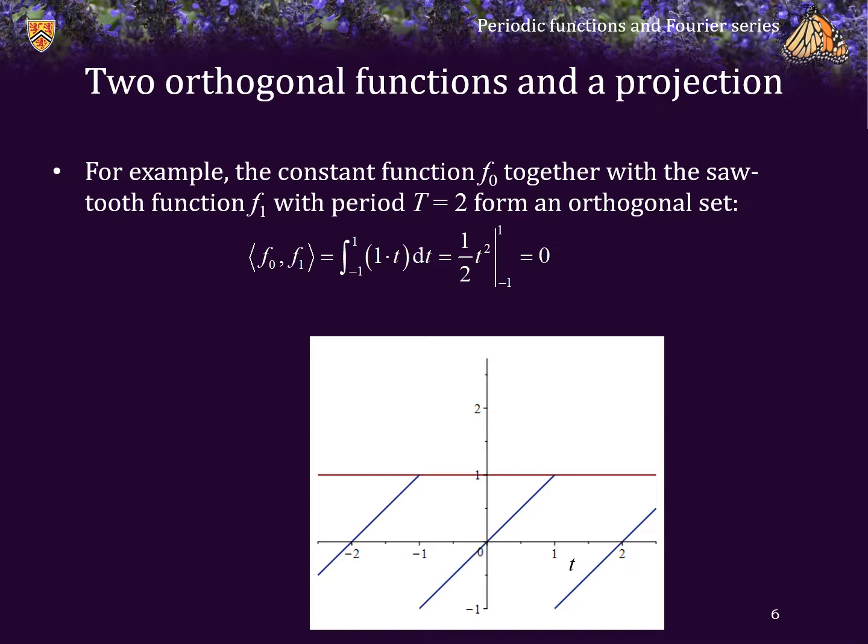Now, for example, if we have the constant function f0 together with a sawtooth function f1, which is just defined as the function t on the interval from -1 to 1, we consequently have two periodic functions with period 2. And you'll notice that these two functions are orthogonal to each other, because if you were to calculate the integral of the product of these two functions from -1 to 1, you get 0.